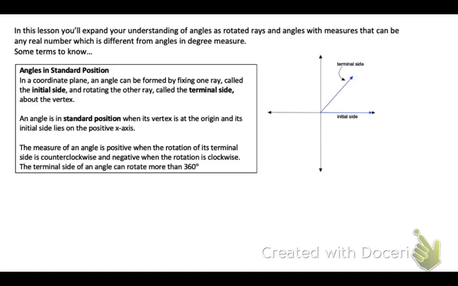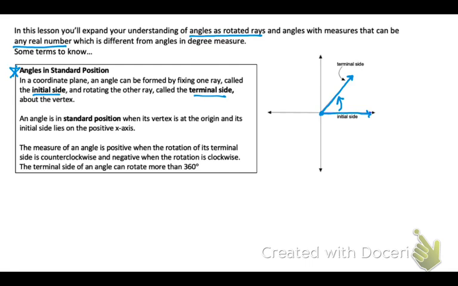So we're going to first of all talk about a concept called angles in standard position. So in a coordinate plane, an XY axis, and if you look over on the right of the screen, you can see that an angle can be formed by fixing one ray called the initial side and rotating that ray, and then where it ends is called the terminal side. So we're going to rotate that initial side, and where it ends is the terminal side.